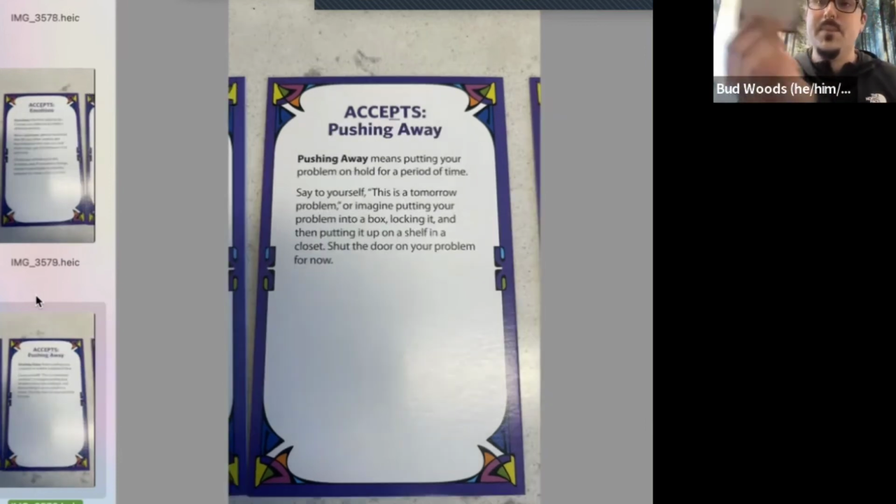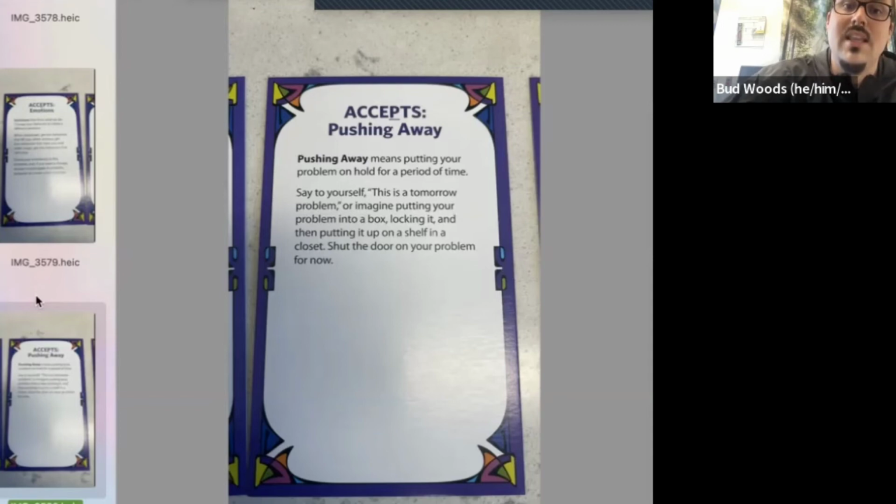Pushing away. Pushing away means putting your problems on hold for a period of time. Say to yourself, this is a tomorrow problem. Or imagine putting your problem into a box, locking it, and then putting it on a shelf in the closet. Shut the door on your problem for now.